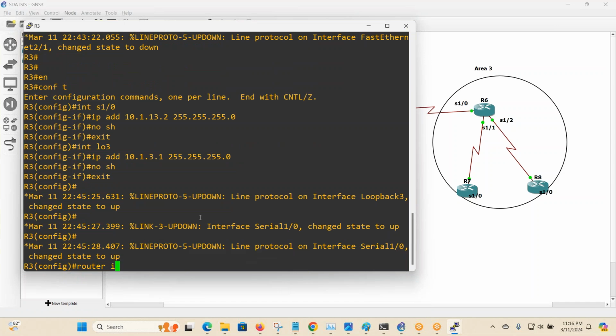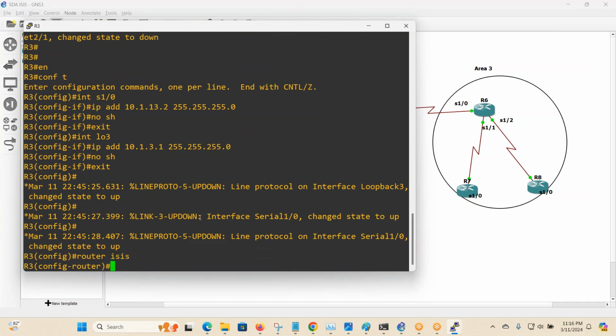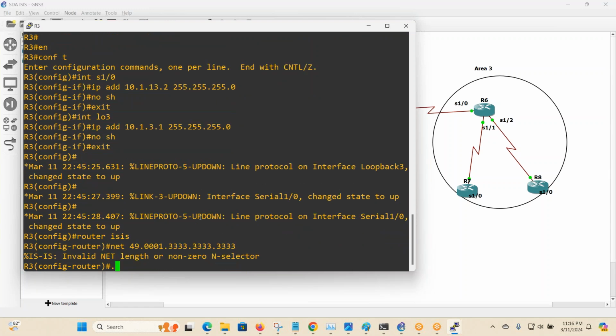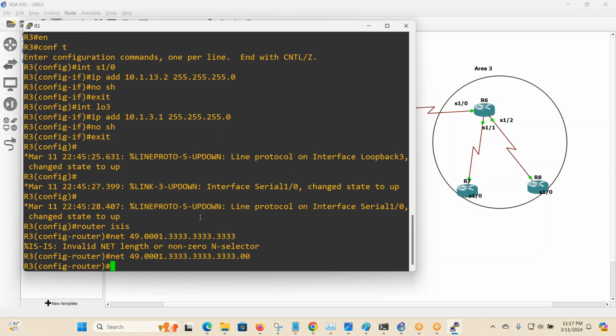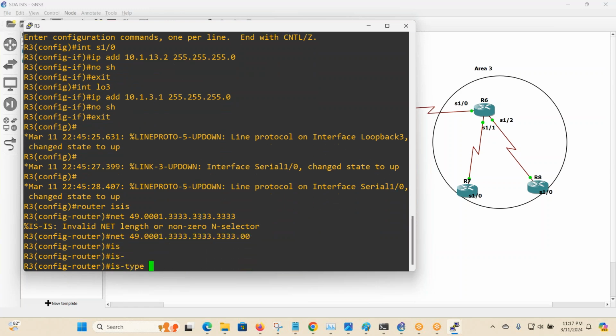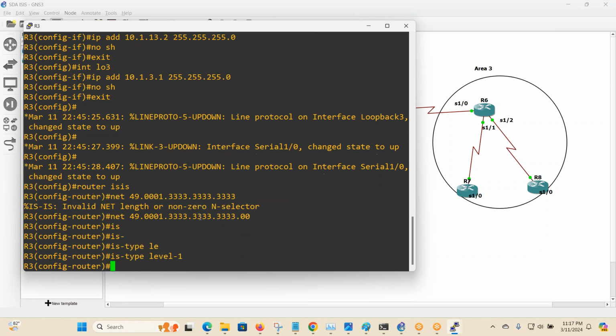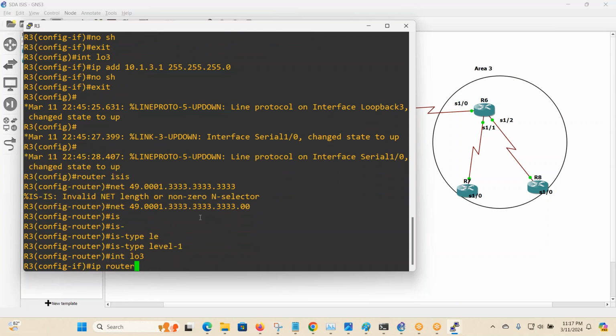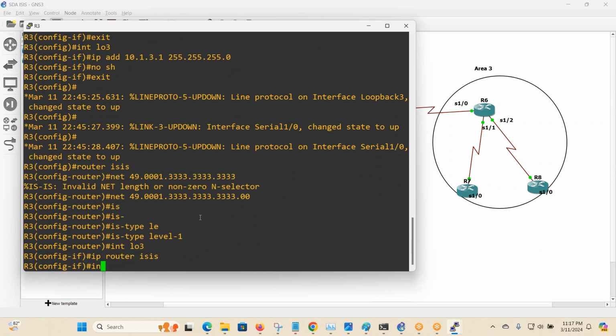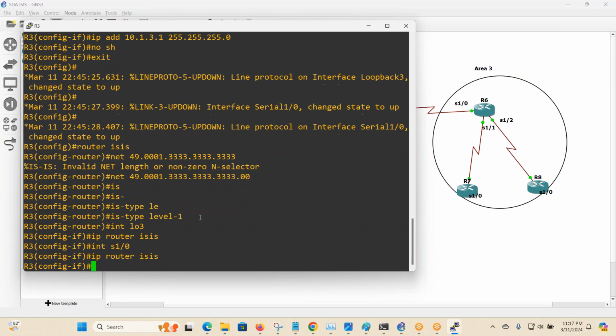We can say router ISIS, and then we will have to set the NET. So 49.0.0.1.333.333.333.00. So we will have to set the IS type level 1. We go to interface loopback 3. So IP router ISIS. Interface serial 1/0. So IP router ISIS.